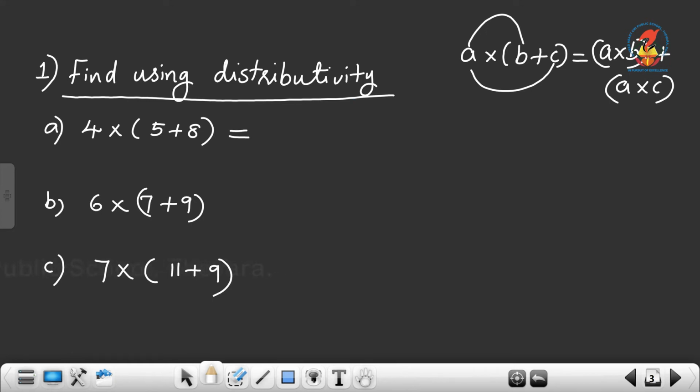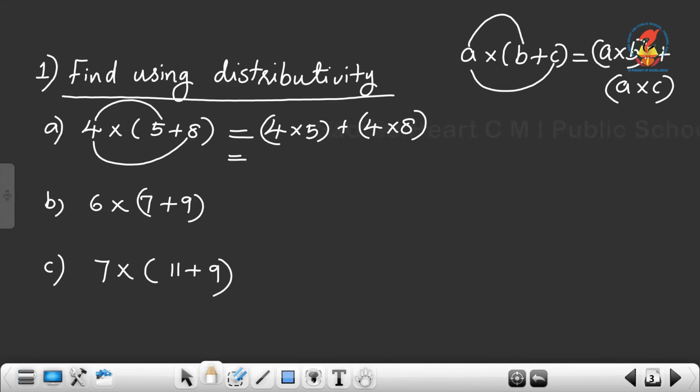4 into 5 plus 8 is equal to 4 into 5 plus 4 into 8. So you have to find the value using the distributive property. First we write 4 into 5 plus 4 into 8. What is 4 into 5? 4 into 5 is equal to 20, plus what is 4 into 8? 4 into 8 is equal to 32. So 20 plus 32, what is the answer? 52.